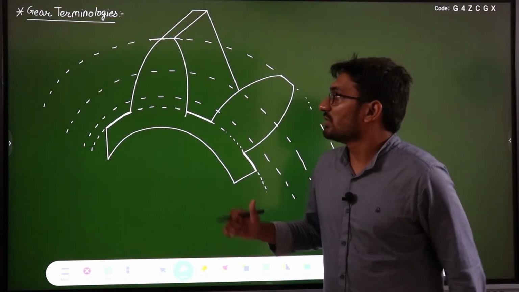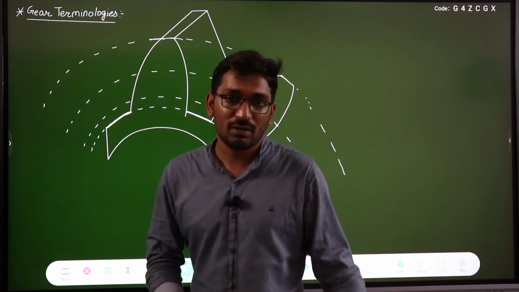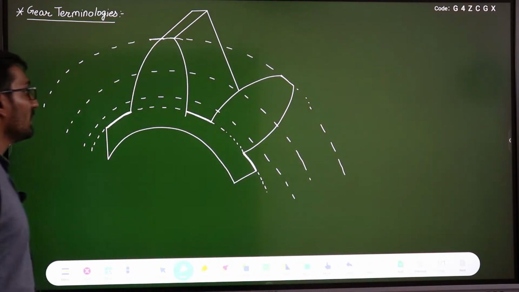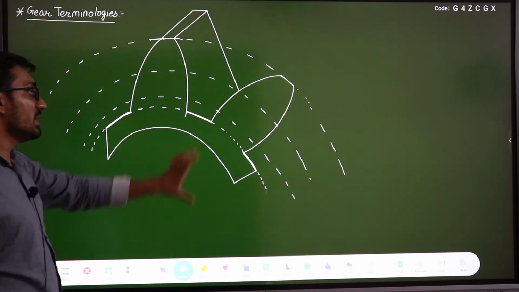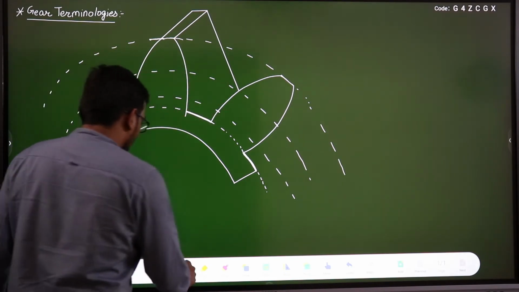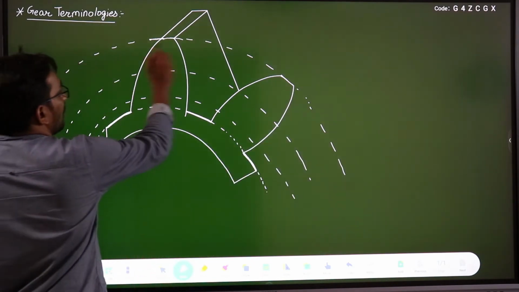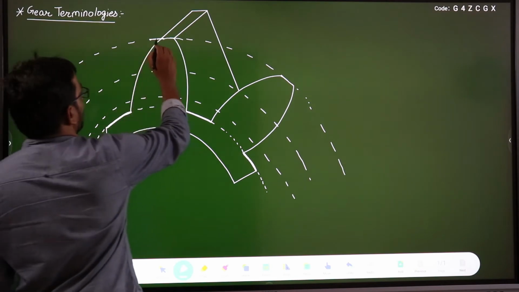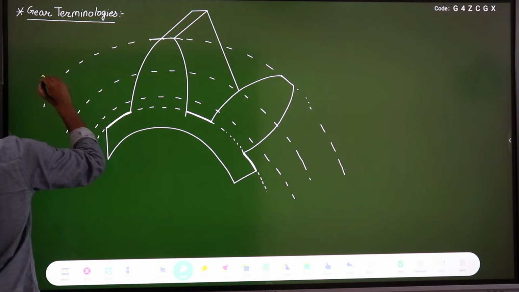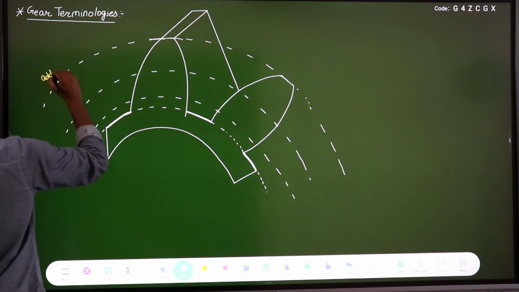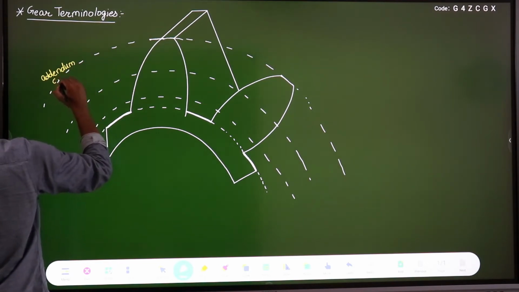Now let us discuss some of the basic gear terminologies which we have to use in our analysis of gears. In this diagram we are showing two teeth of the gears. Now let us describe the various circles drawn here. This top circle, which is connected with the top surface of these gears, is known as the addendum circle.